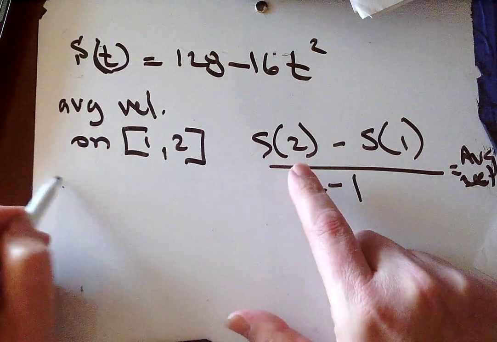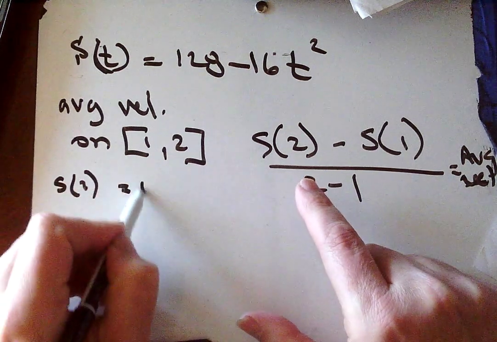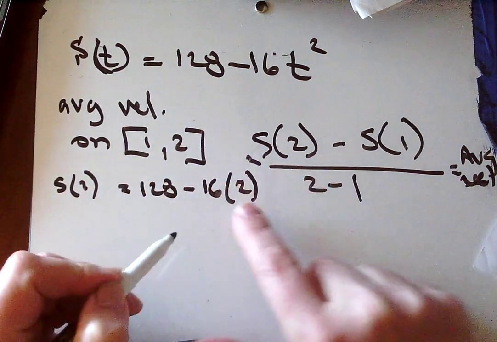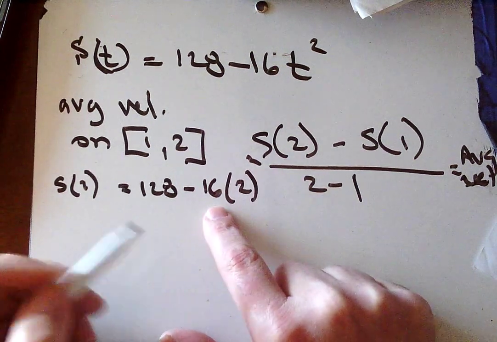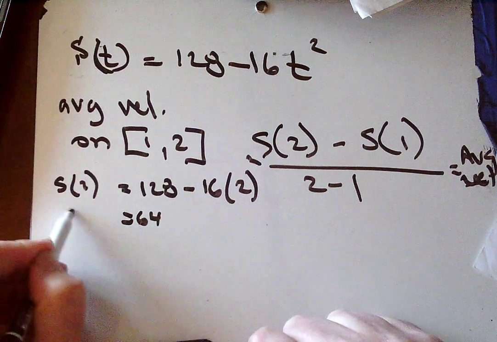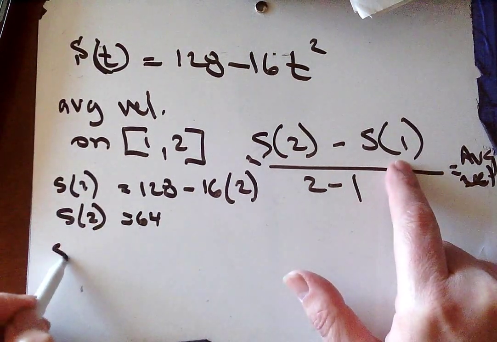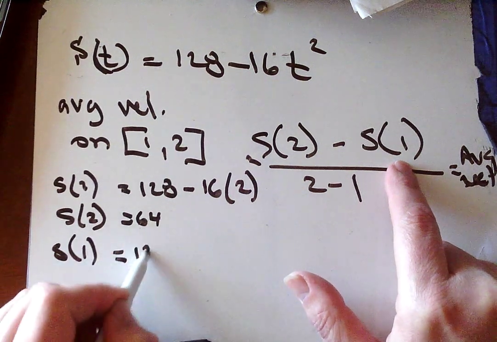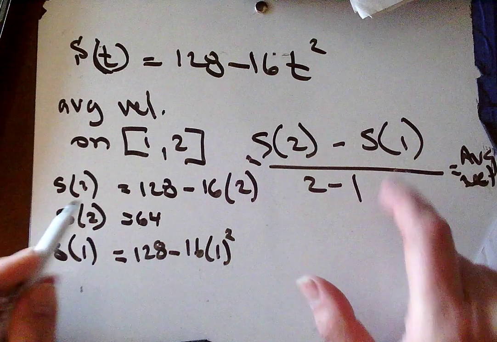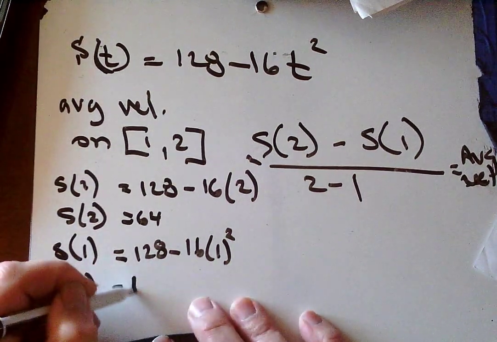So s of 2, I'm going to plug in my 2. 2 squared is 4. 4 times 16 is 64. 128 minus 64 is 64. So s of 2 is 64. What about s of 1? Well, s of 1 is going to be 128 minus 16 times 1 squared, or s of 1 is going to be 112.